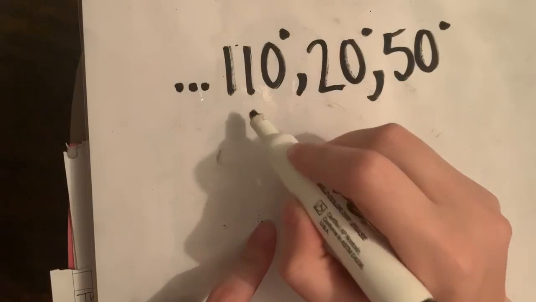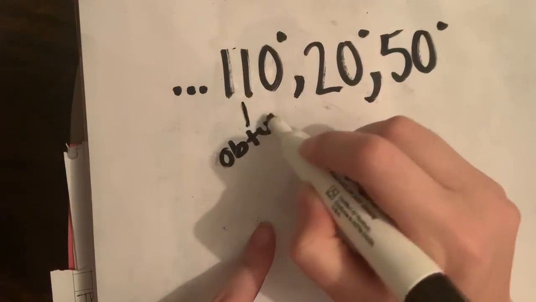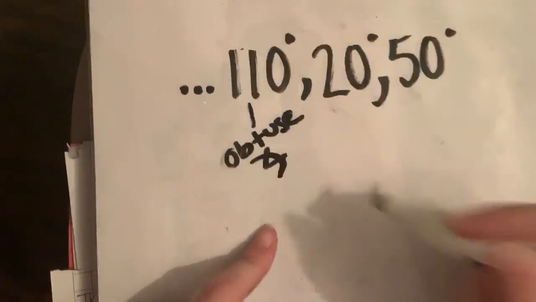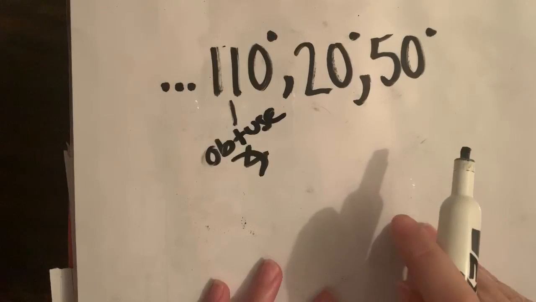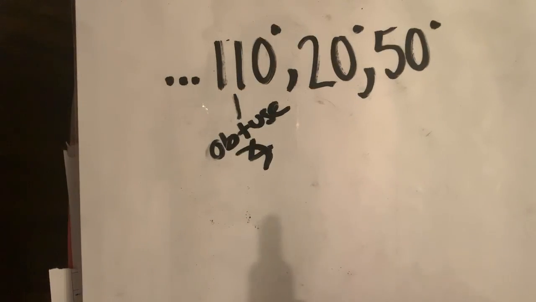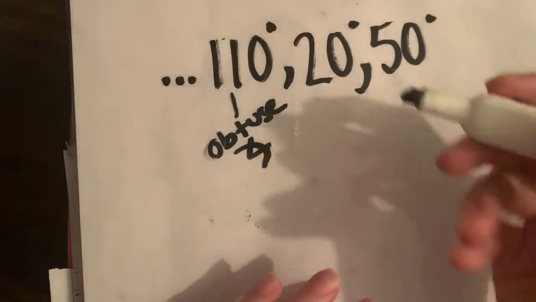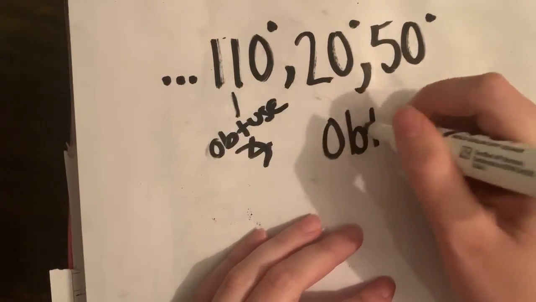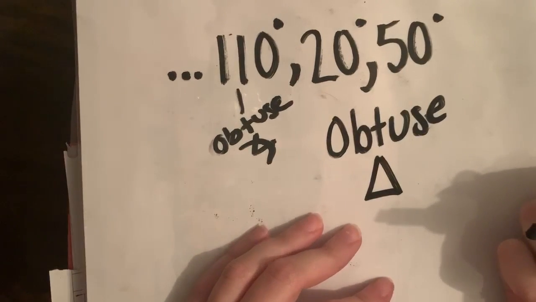110 degrees is larger than 90, so therefore this is an obtuse angle. And we could stop right here. We don't even have to worry about the 20 or the 50 because we know that an obtuse triangle only has one obtuse angle. So we already know that we have an obtuse angle, therefore we automatically know that this triangle is an obtuse triangle.